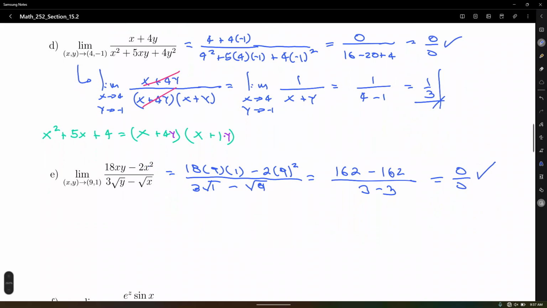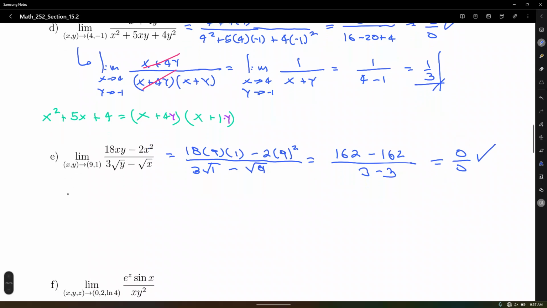That means we have a good case for algebraic simplification. Let me rewrite it. I'm going to need it. The limit as x approaches 9, y approaches 1 of 18xy minus 2x squared, divided by 3 root of y minus root of x. Okay, what can we do about this limit? The fact that we have a 0 over 0 means we can divide out two factors that are causing the 0 over 0.